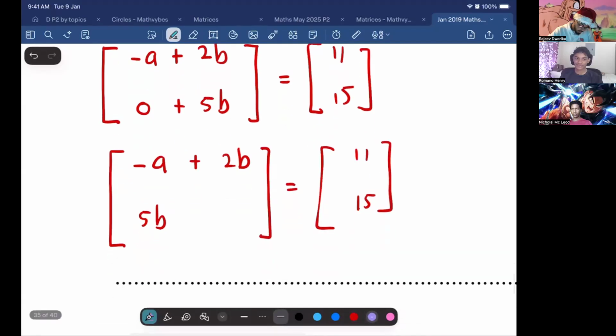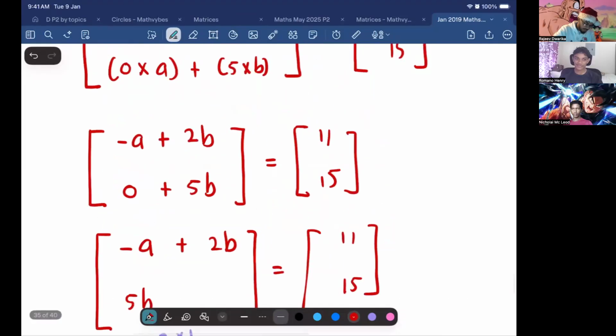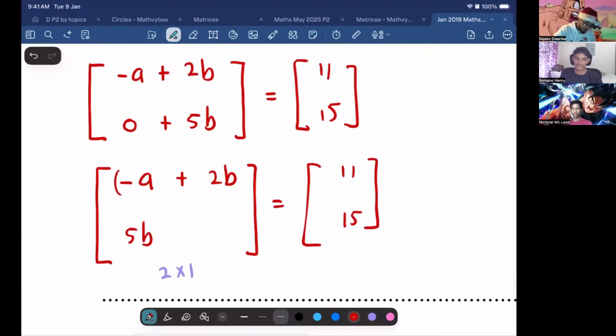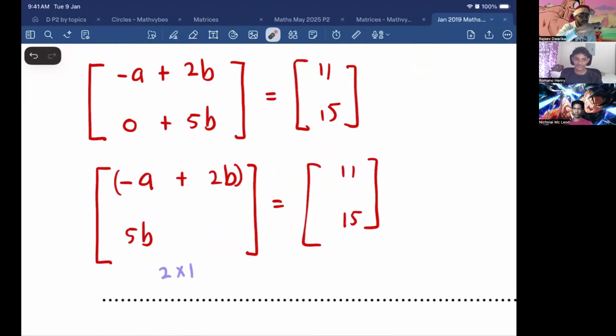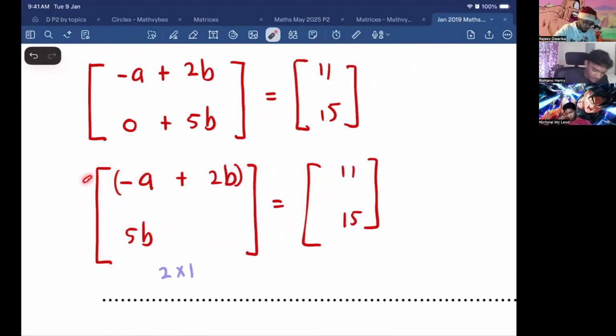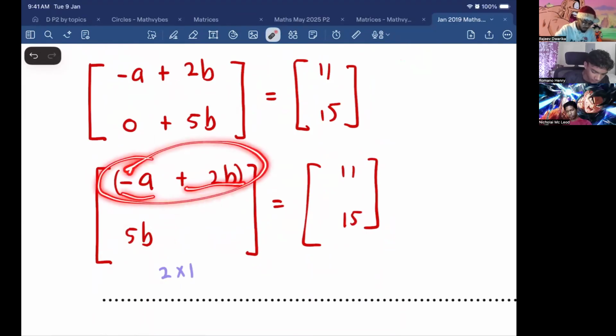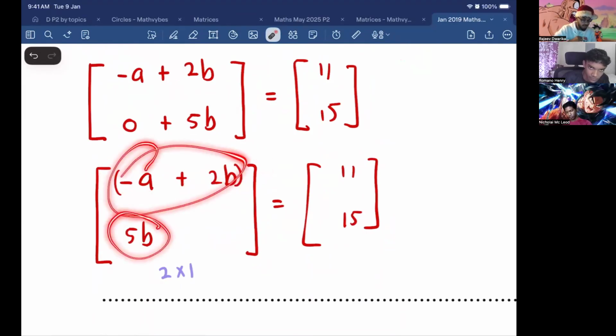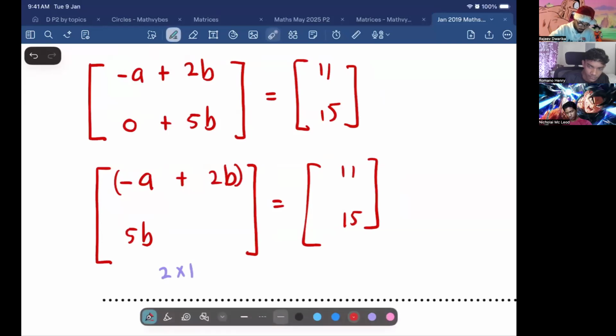We could see that this is a 2 by 1 matrix. To make sure you're not confused, let me put this in brackets so you know that is one entire element. So you have one element here and one element here. Altogether you have 2 rows and 1 column. Don't let the minus a plus 2b be confusing. This is an entire thing by itself, so it's just one term here and one term here. So 2 by 1, and this is also a 2 by 1.